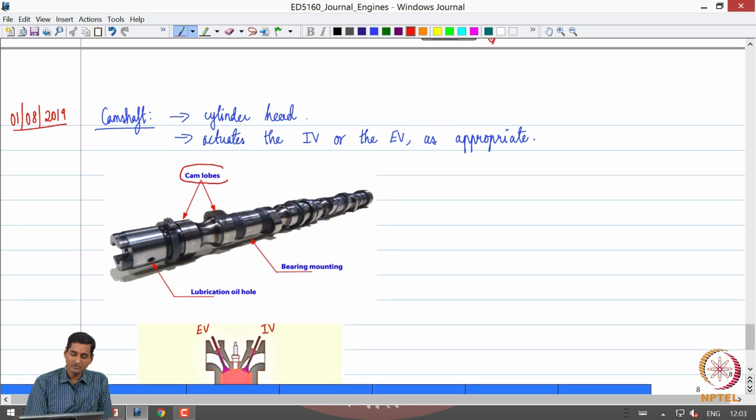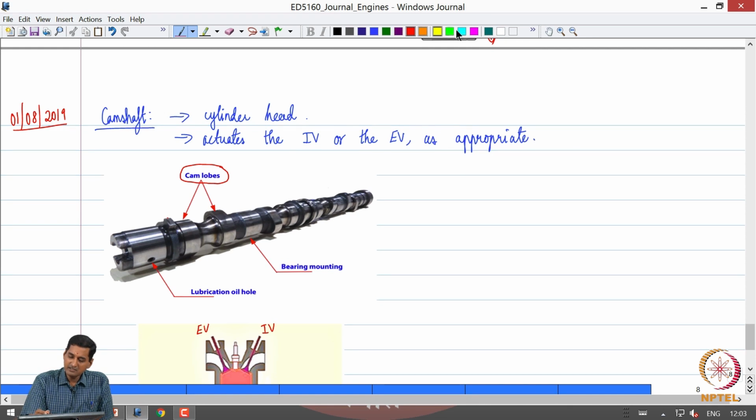So I am sure all of us know what a cam follower mechanism is. So the cam lobes essentially determine when a particular valve stem is going to be pushed downward to create an opening either in the inlet valve or the exhaust valve. And as the cam lobe rotates with the rotation of the camshaft, the contact may be taken away and the valve will close, right, as appropriate. So that is the function of a camshaft.